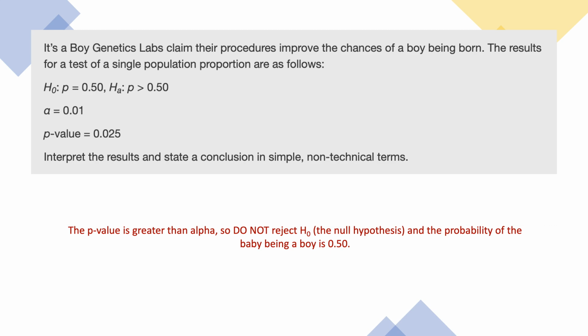The p-value is greater than the alpha value, so do not reject the null, okay? And the probability of the baby being born a boy is 1/2, or 0.5, okay? So when the p is low, the null must go. When the p is high, then the null must fly. So therefore, you don't want to reject it because the p-value is higher than the alpha value.